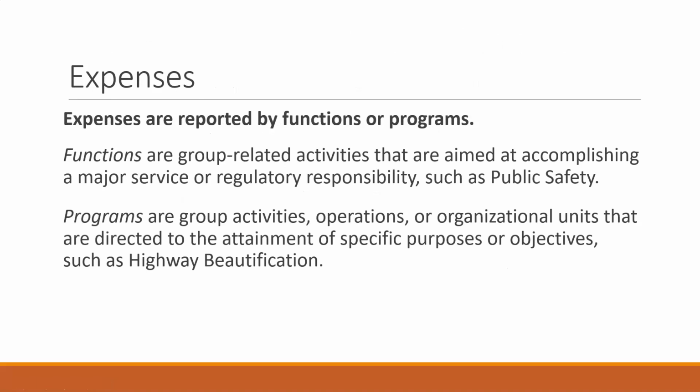Expenses get reported by function or program. Functions and programs can be used simultaneously, but really functions are group-related activities, such as public safety, which is a good example of a function, and programs are group activities, operations, or organizational units, such as highway beautification.